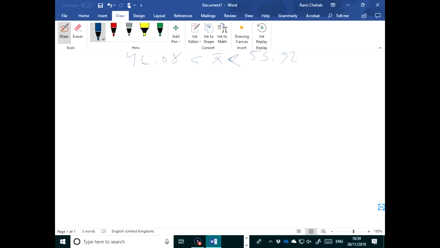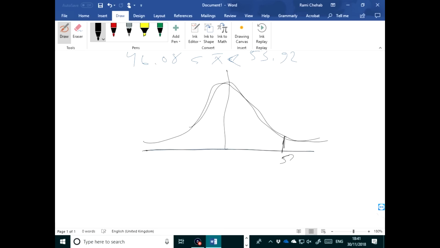If I draw this, I wish I could draw it with another color. If I have a black color, that would be good. So this is the axis, and if we draw the curve, this is a normal random variable. So this means that here, which is 53, and here, which is 46, the area over here should be equal to what? Remember, it should be the 95% coverage. So this is alpha, which is equal to 5%, which is 0.05.